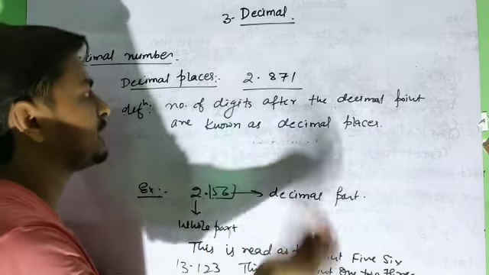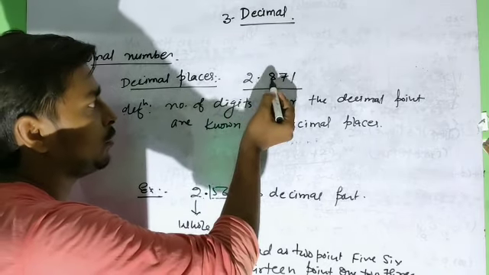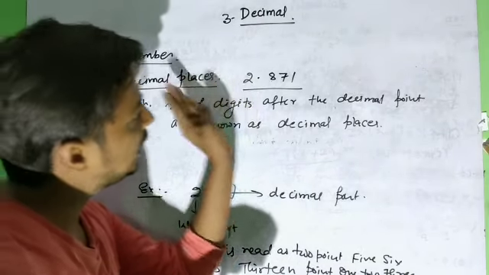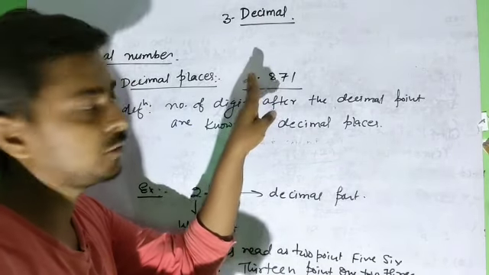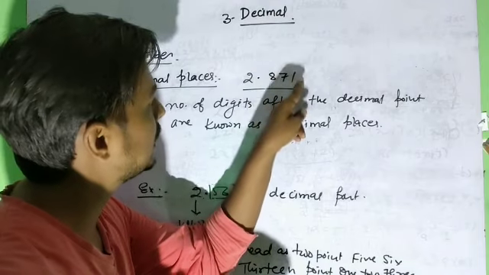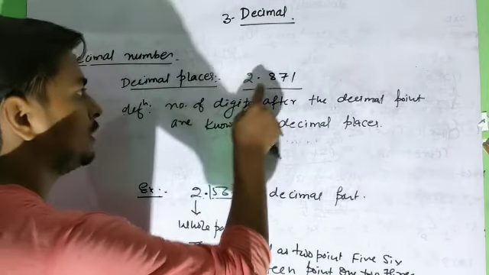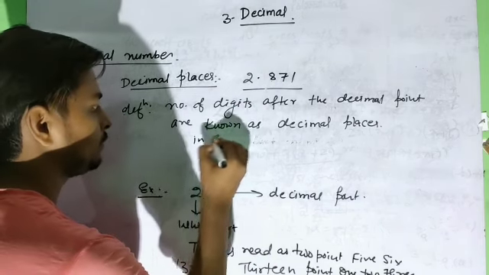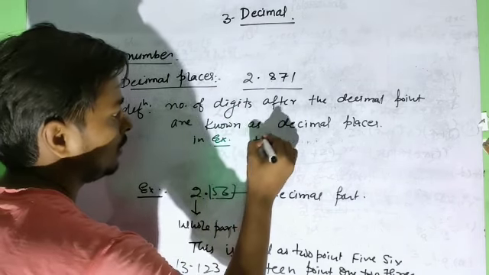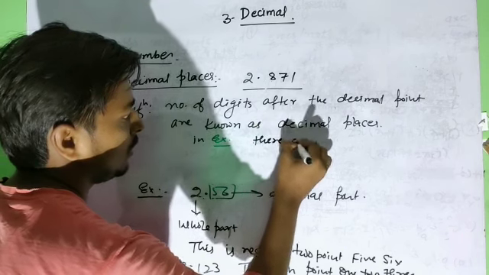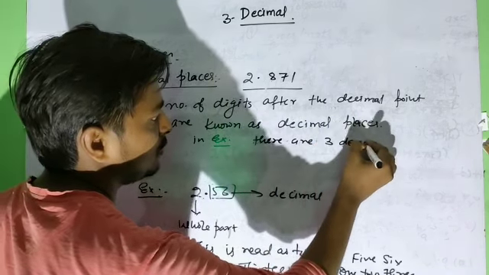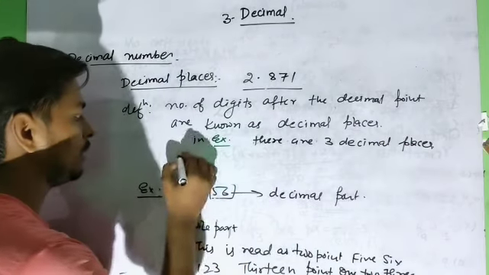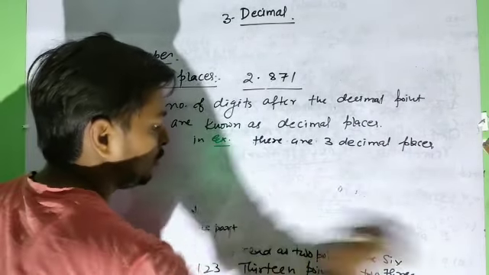So how many decimal places does this number have? 1, 2 and 3. We will count from the left of this decimal, from here, not here. So this will be 1, 2 and 3. So in this example there are 3 decimal places. Like that, also some more examples.